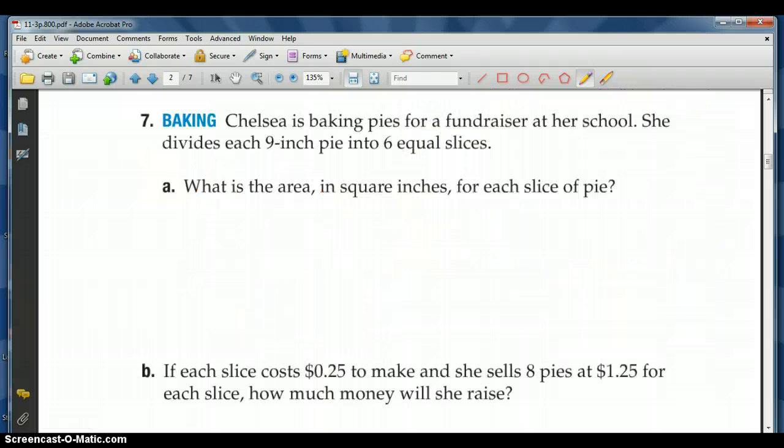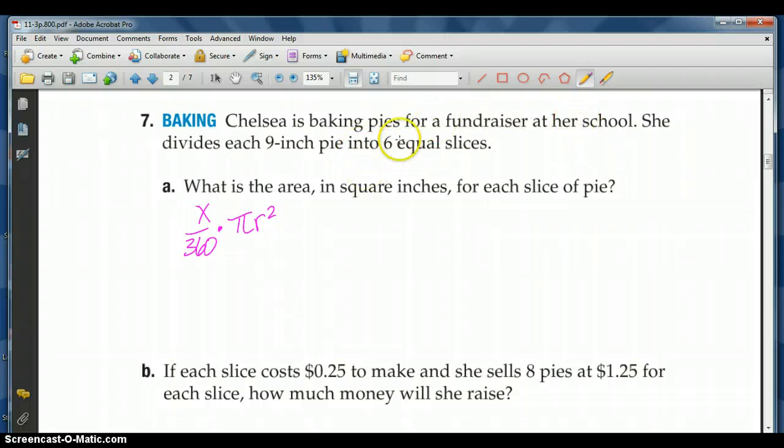Chelsea is baking pies for a fundraiser at her school. She divides each 9-inch pie into 6 equal slices. What is the area in square inches for each slice of pie? And that's a good way to think of sectors of a circle, as a piece of the pie. So we want our angle over 360 times the entire area. So we have to figure out what our angle is.